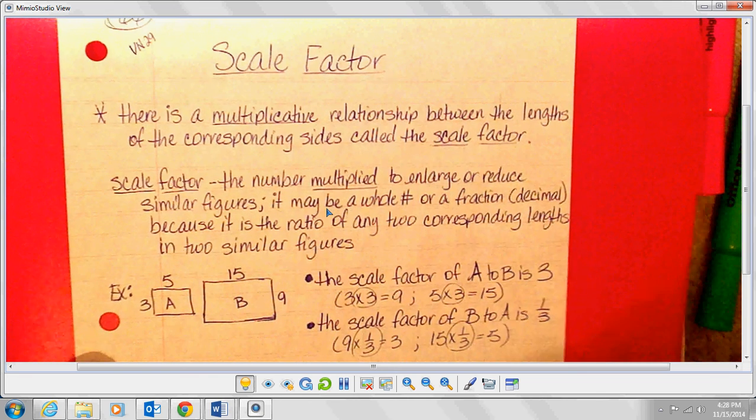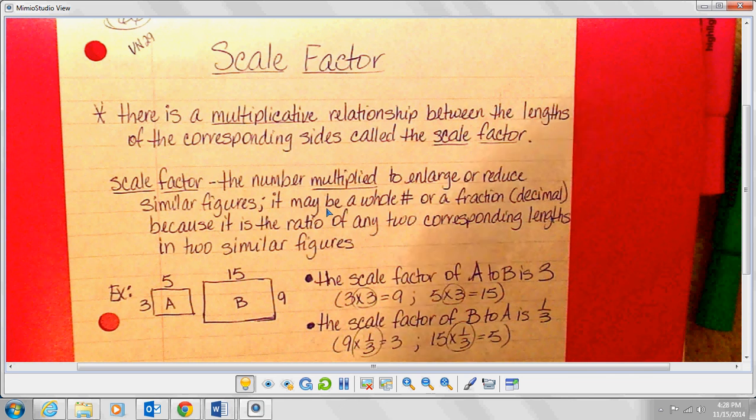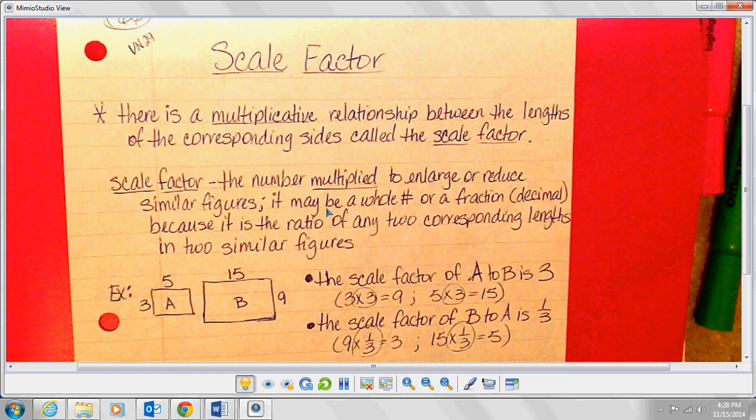Okay, it starts off by telling us that for scale factor, there is a multiplicative relationship between the lengths of the corresponding sides called the scale factor. What the word multiplicative means is that you're going to multiply, plain and simple. To find scale factor, you should be multiplying, or the scale factor is a number that is multiplied by some other number.